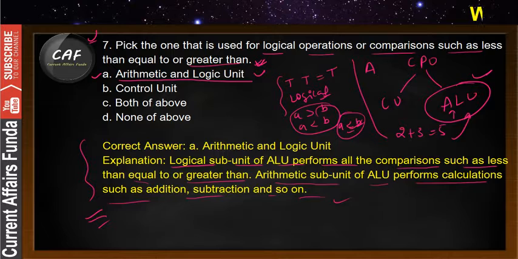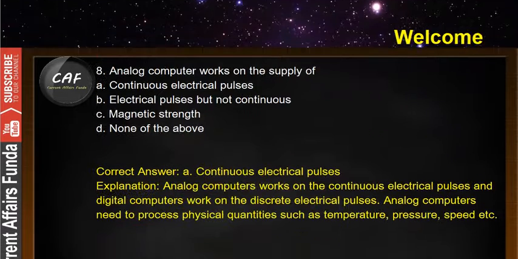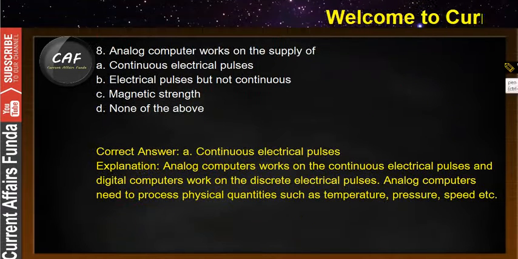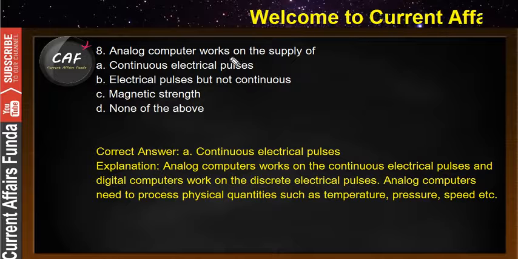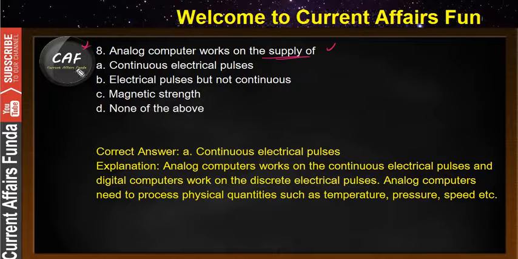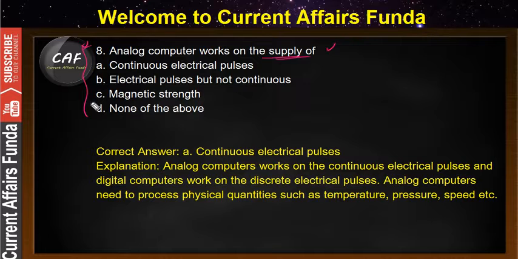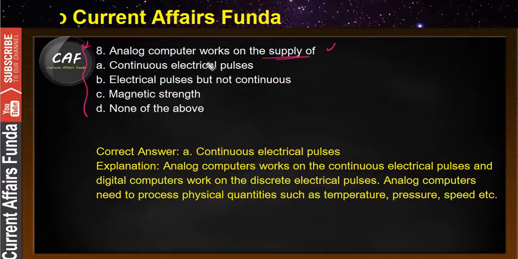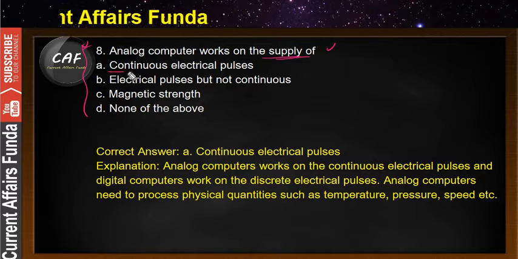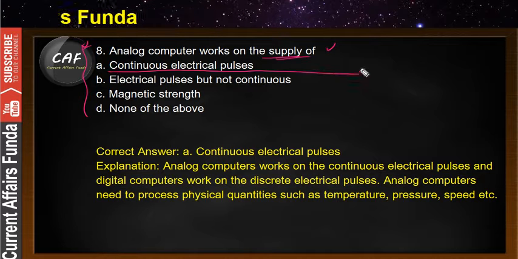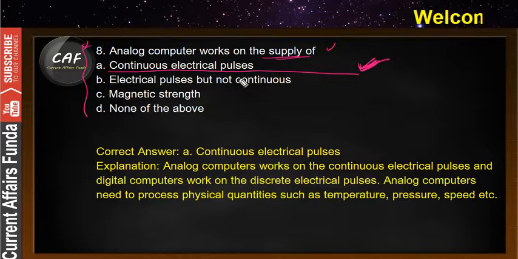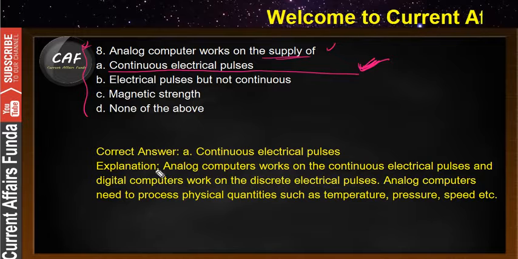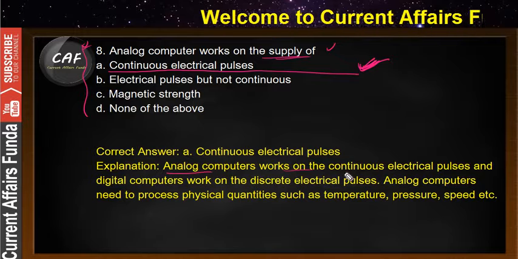Now guys, let's move to another problem, that is problem number 8. See, problem number 8: an analog computer works on the supply of what? You have to tell the examiner what the use of an analog computer is. Basically, an analog computer works on the supply of continuous electrical pulse. This is the right answer, you should know. If you have read the theory of analog computers, then you should know. Okay, so analog computers work on continuous electrical pulse.